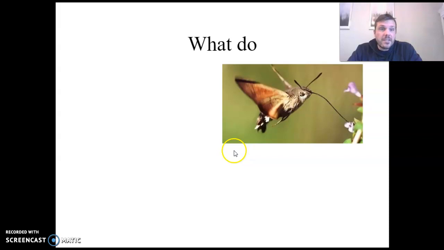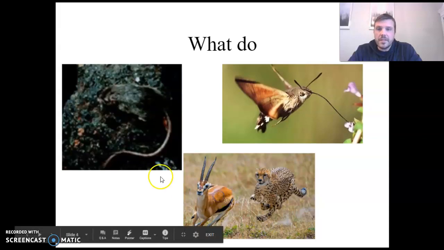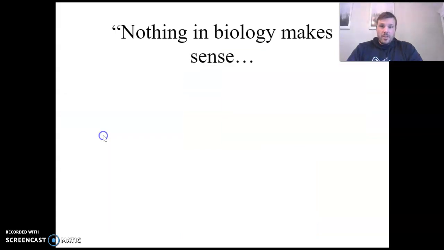So I want to start by asking you, what do this moth with the exceedingly long tongue, this cheetah chasing an antelope on the Serengeti, and this mouse that really well matches its surroundings have in common? They're all the products of natural selection and evolution.